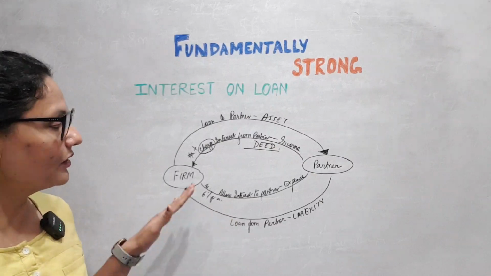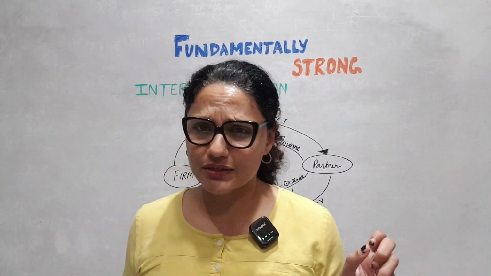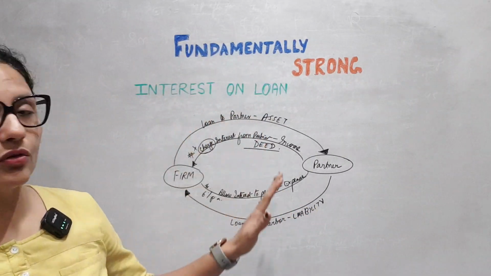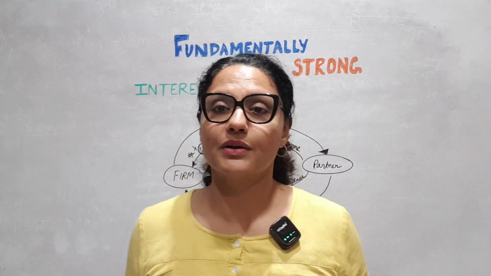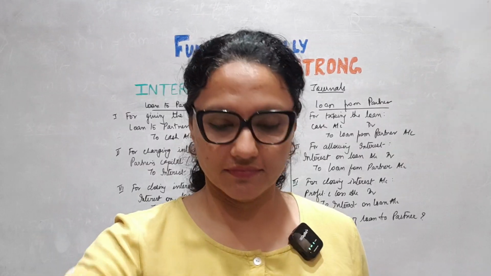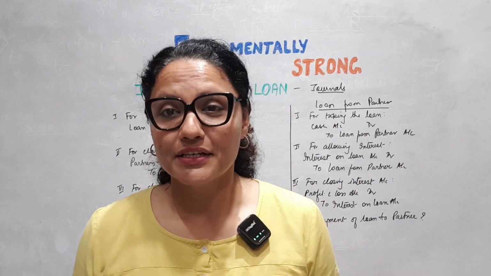Alright? Now we go to a few journal entries and then the calculation. So the interest on loan and the loan part, loan account, partner's loan account, everything will be clear with this one video. Alright, so here we are.